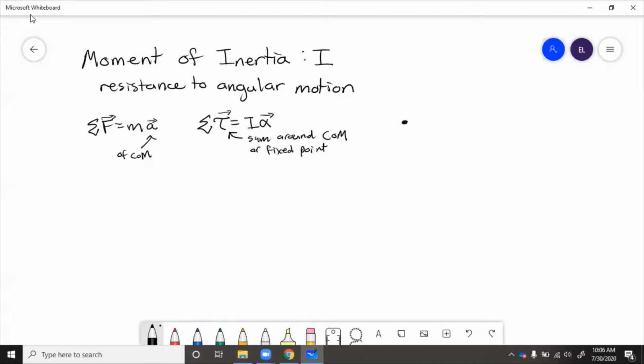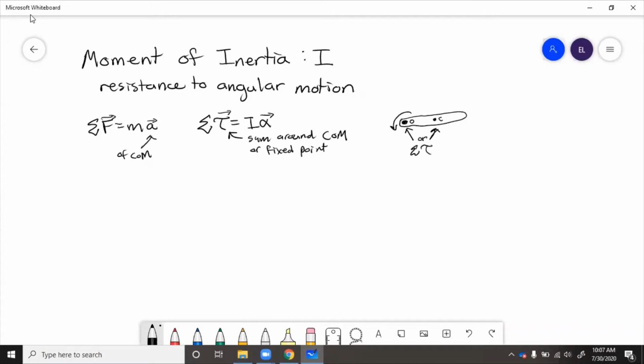So for an example, if you have an object spinning around an axis like this, say its center of mass is here, call that C, and we'll call this O for the origin. Well, you can either sum the torques around center of mass or the origin. So either one is fine.